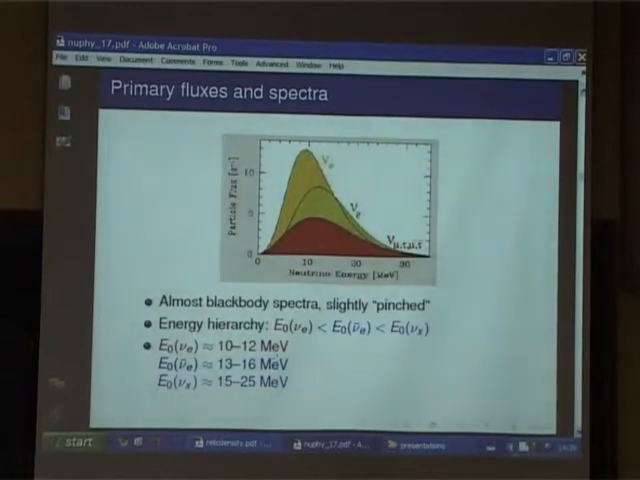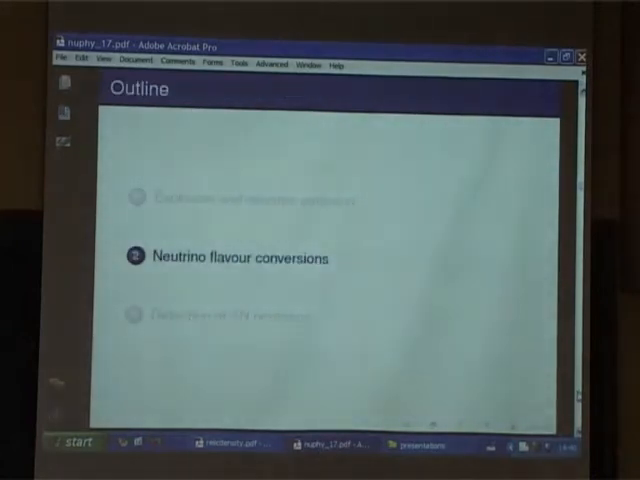So this part is very big. What are the fluxes? What are the energies? What are the luminosities? And how do the fluxes change as a function of time? All these things are still in flux. They are not very well known and people are still working.